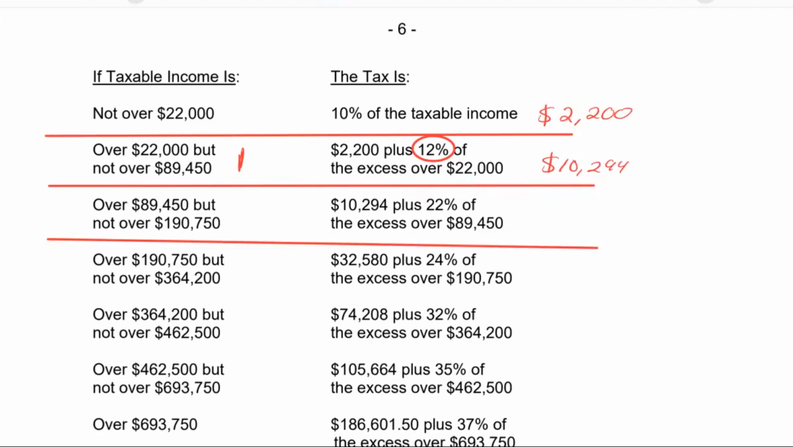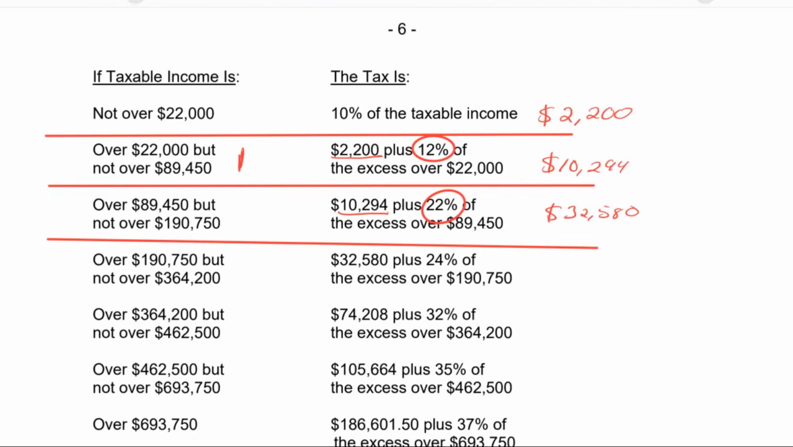As we continue to go up, in this next tax bracket, everything over $89,450, but less than $190,750 is going to be taxed at the 22% tax bracket. Look at the pattern. Every level, we're going to pay the previous bracket plus the percentage of the value in between those two. So let's look at this from a practical standpoint.